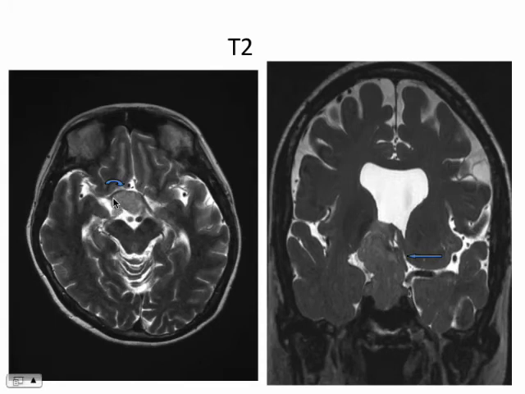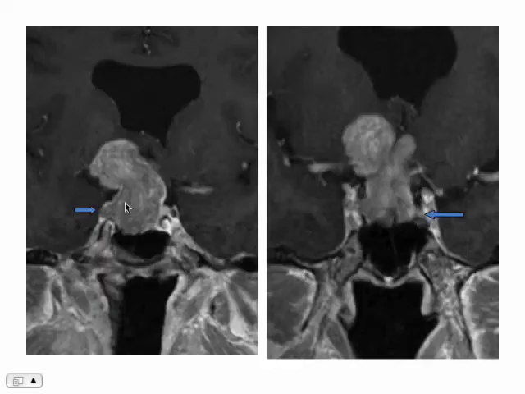And then also this mass is causing some deformity and stretching of the right A1 segment of the anterior cerebral artery, simply because it's so large.